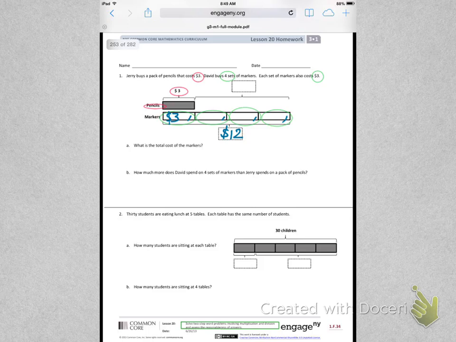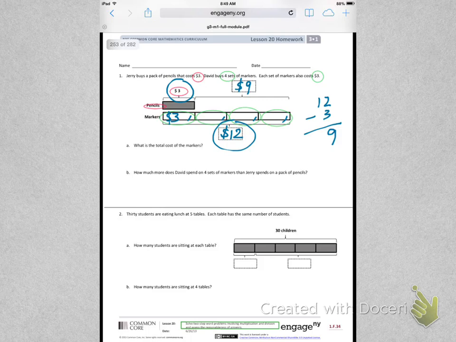Well, the total was $12. Let's get rid of the $3 that Jerry already spent. So 12 minus 3 is 9. So the missing amount is $9. That's the difference. Jump down to problem part A.